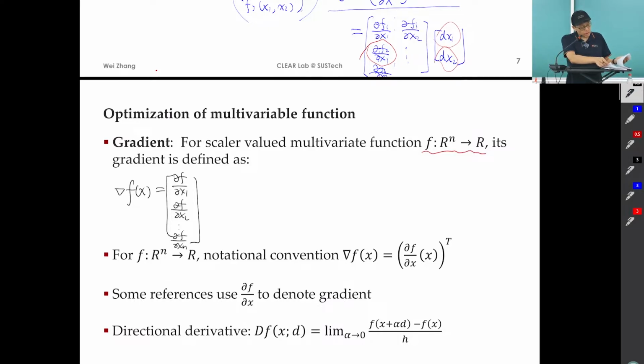Okay? Is this okay? Did you learn gradient, by the way? You learned it, right? So that's the definition of gradient. Then the notation convention: the gradient is the partial derivative transpose. I'm not sure whether everyone does this, but some people use this to denote gradient as well. But let's say that in this class, gradient is just partial derivative transpose.